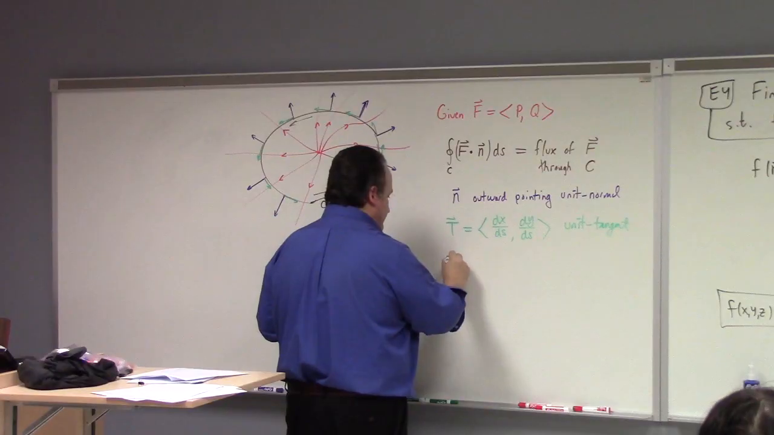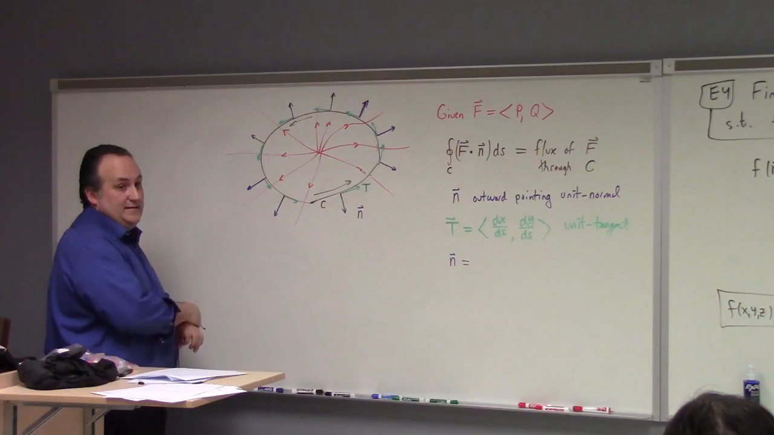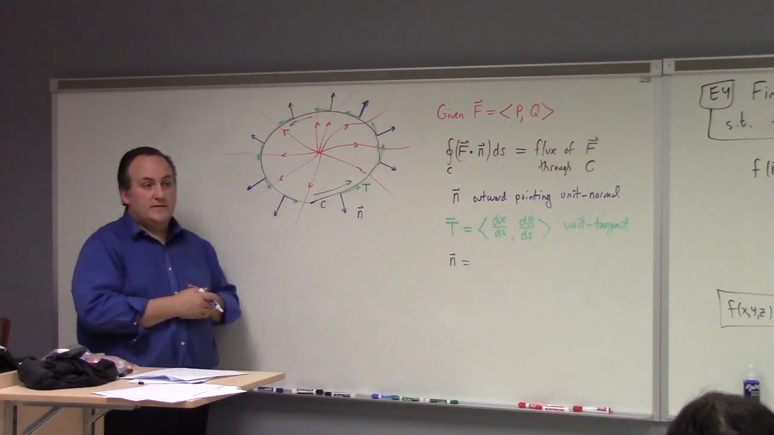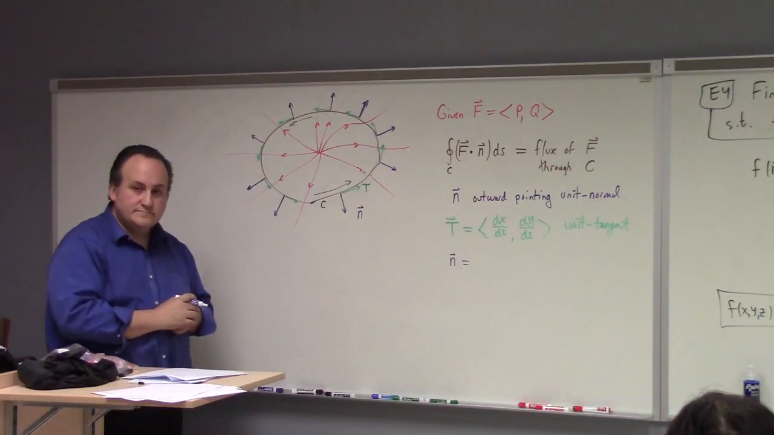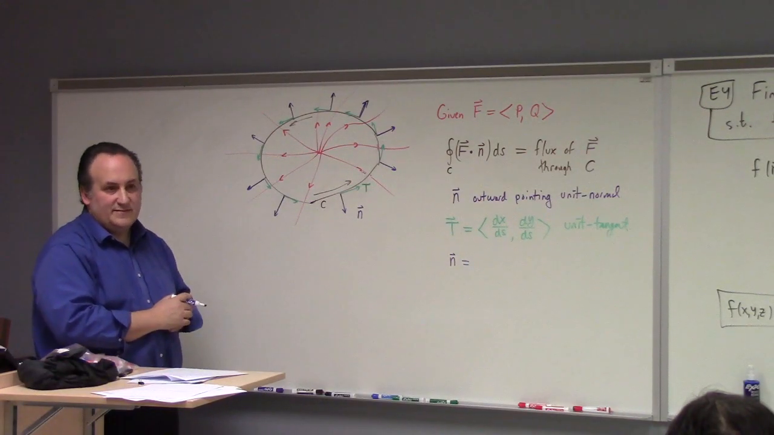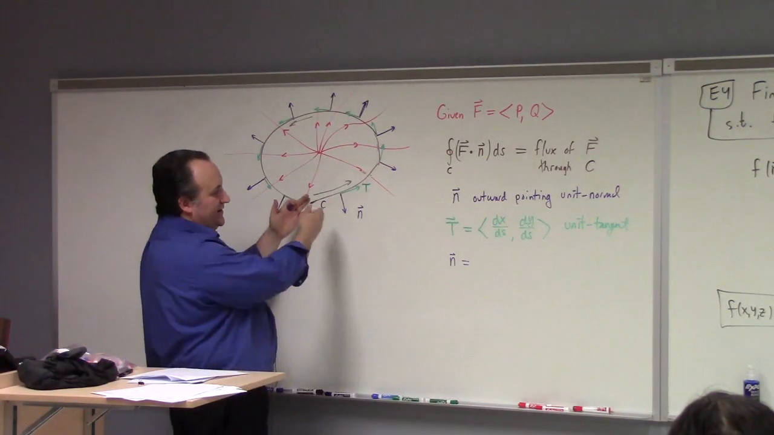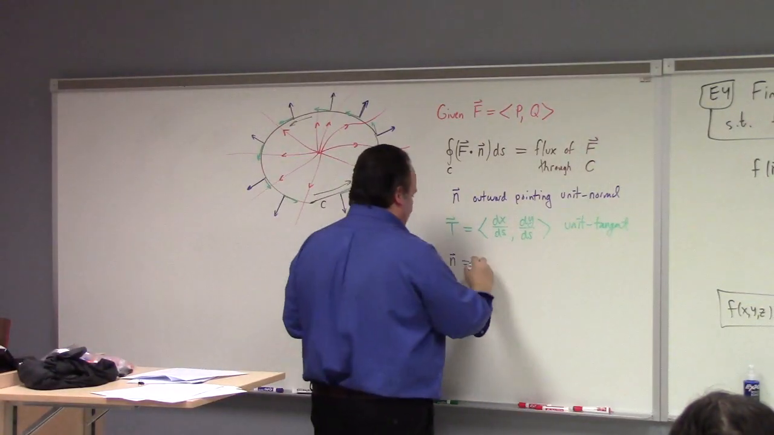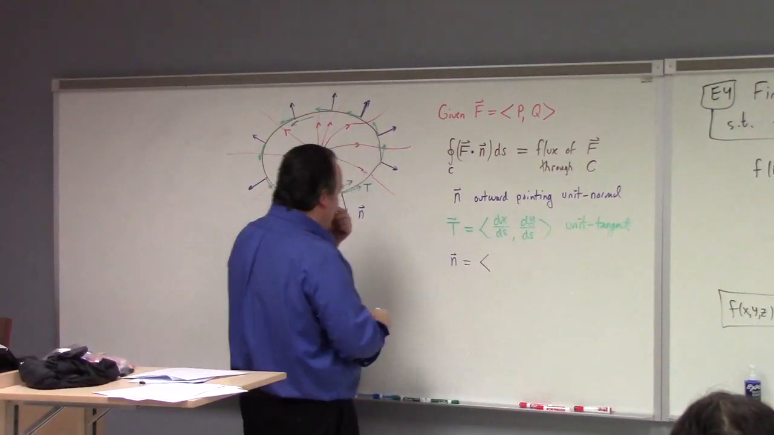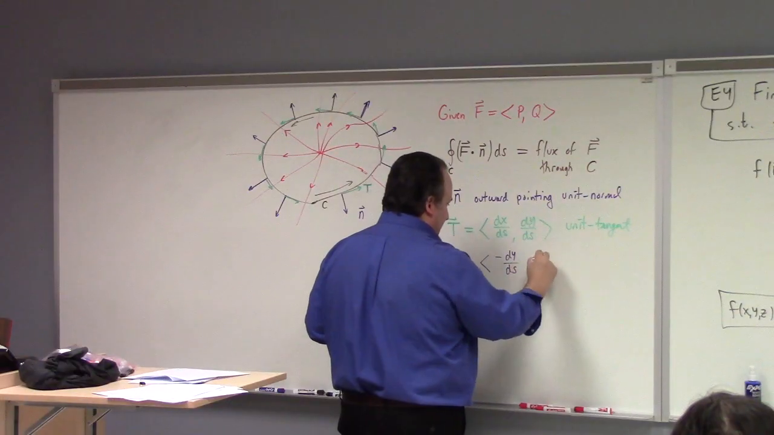Is n the same as capital N? It is not. The Frenet normal points inward, but this points outward. So it's not the same as the Frenet normal. It is minus the Frenet normal, but what's the formula for it in terms of dx ds and dy ds? We just need to rotate the vector 90 degrees in the right way. Is it minus dy ds, dx ds?